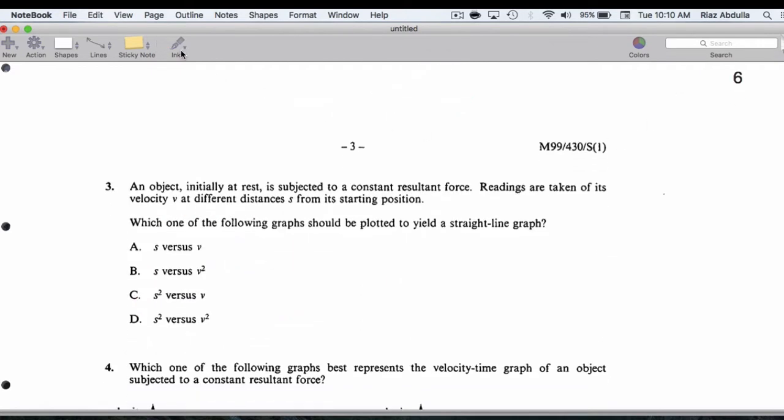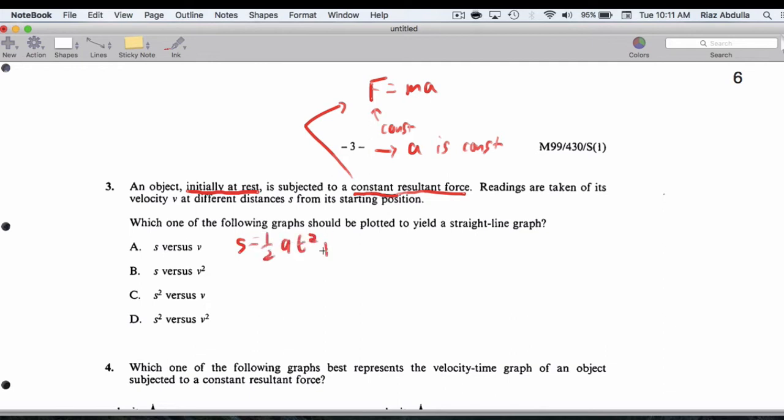All right, now we have an object subject to a constant resultant force. Let's be clear. The phrase constant resultant force means that we have an F equals ma on the object, and this is constant. And that implies that a is constant. Well, we have some formulas for when acceleration is constant. Also, we're told the object is initially at rest, so I'm going to take that into account with my formulas. So I know that these formulas are true. And there's one more.